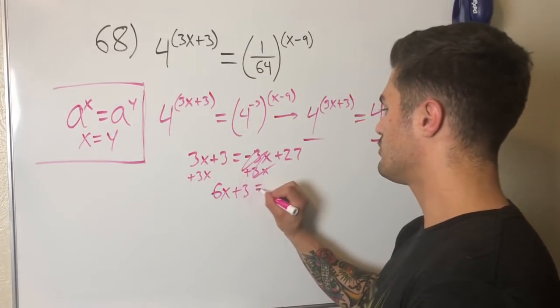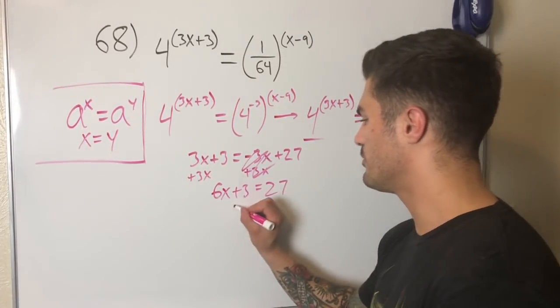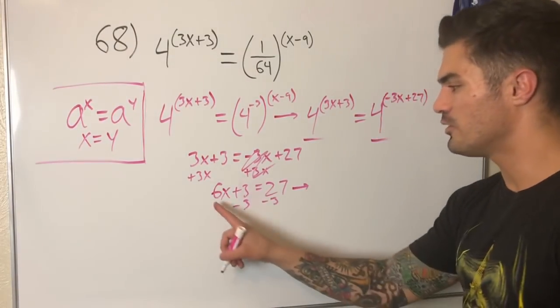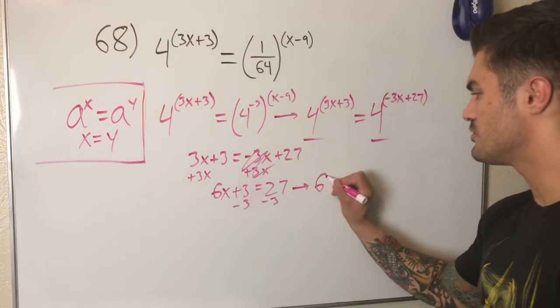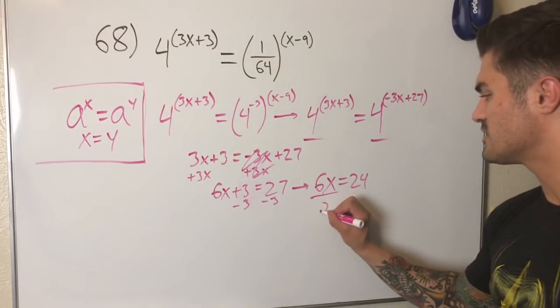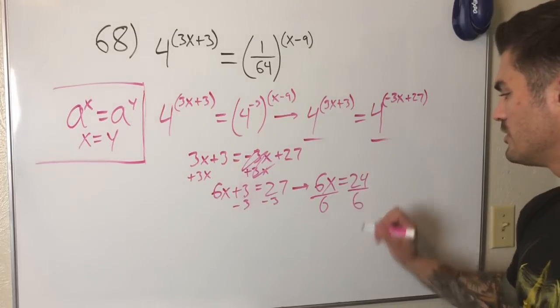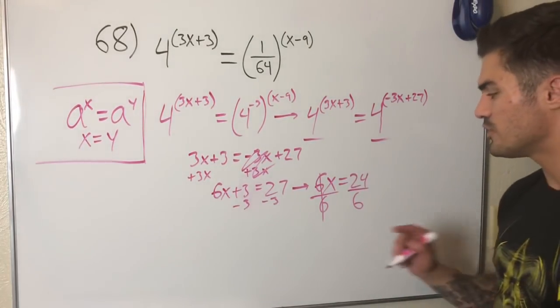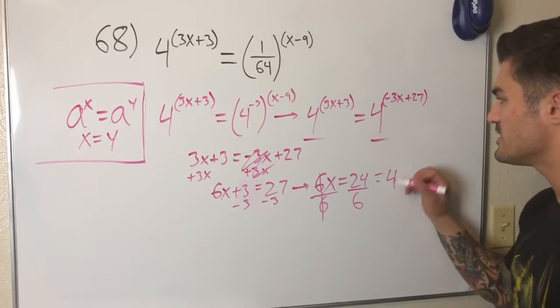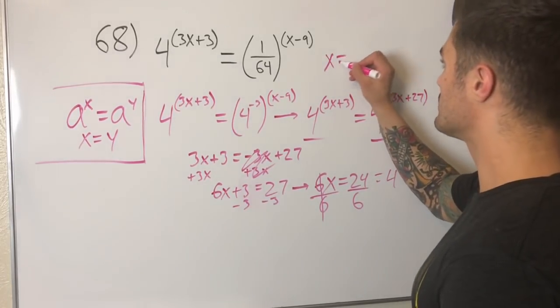6x plus 3 equals 27. Now I subtract 3 from both sides. All right, 27 minus 3. If I draw an arrow over here, I have 6x equals 24. And now I can divide both sides by 6, and I have x equals 4, right? 24 divided by 6 equals 4. So x equals 4 is my solution. I'm going to write it up here. X equals 4.